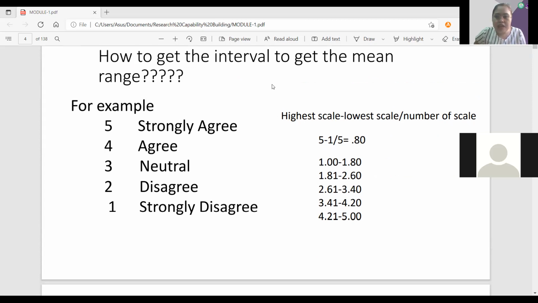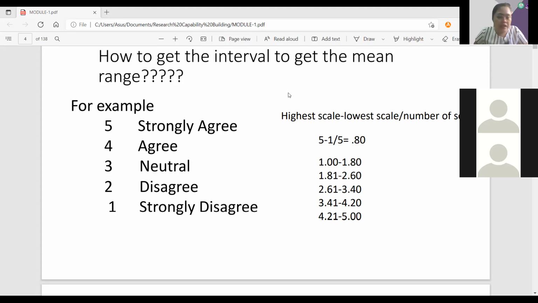Okay, so this will be the class formula: highest scale minus the lowest scale divided by the number of scale classes. So if you use the Likert scale, you will have five items there. So the lowest scale is 1, so that's 5 minus 1, and then divided by the number of scale, which is 5. So that will be 0.80, and that will be the interval.